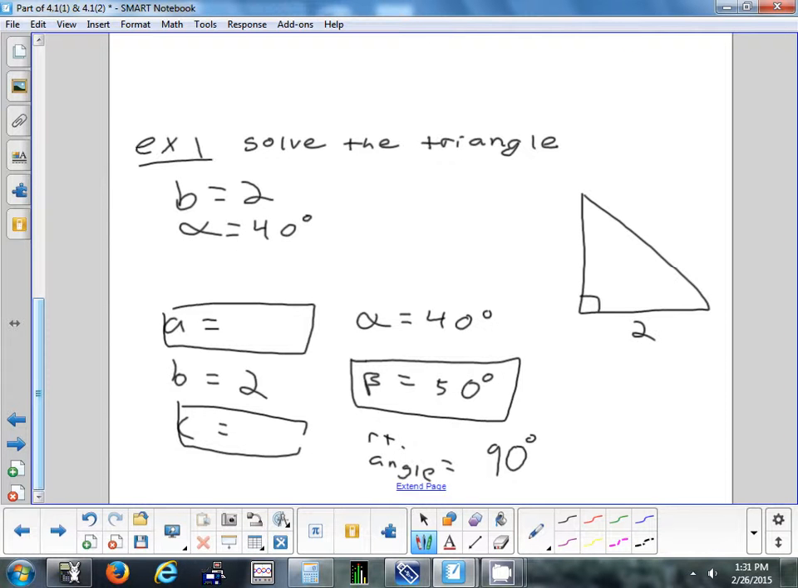I'm going to put B on the bottom, which means beta. You know what? In fact, since we weren't given that, I won't even put it in the picture. I'm just going to put in the picture what I was given. A, I don't know, not yet anyway. But I was given 40 degrees. And I wasn't given C either.